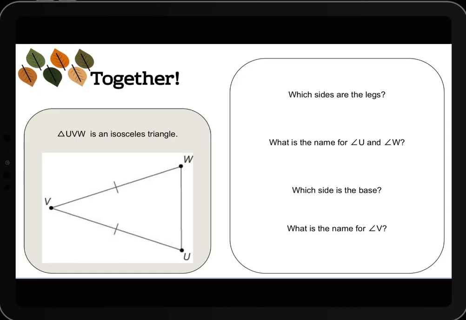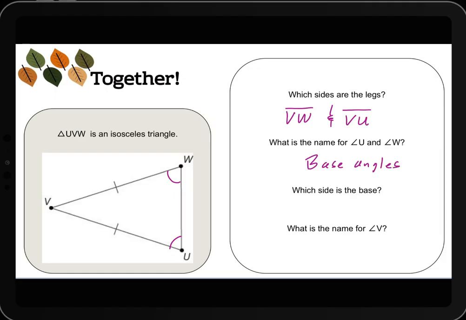So let's go ahead and work with an isosceles triangle first. We want to determine what sides are the legs. So here we can see that we have VW clearly labeled, and we have VU. So those are going to be the legs of the isosceles triangle. We want to know what the name is for angle U and angle W. With respect to them being a part of the isosceles triangle, those are referred to as the base angles, right? We call those the base angles.